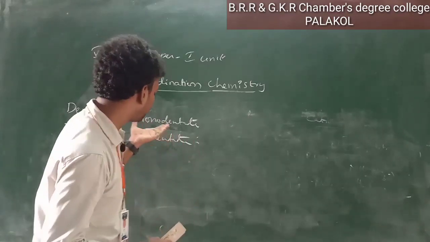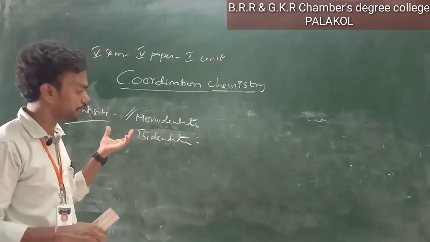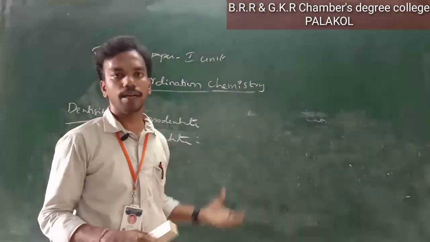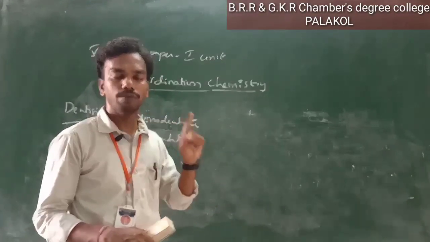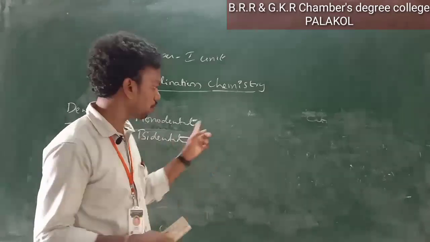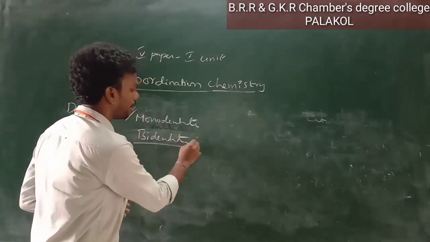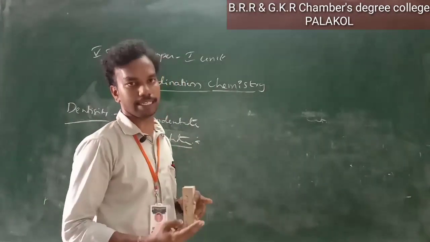A few minutes ago, I gave a few lists: fluorine, chlorine, bromine, iodine, carbonyl, pyridine. All these are monodentate ligands, which donate only one lone pair of electrons to the central atom, except oxalate. Oxalate is a bidentate ligand, right? So here are examples for bidentate ligands, which have two lone pairs of electrons, which have two donor sites.